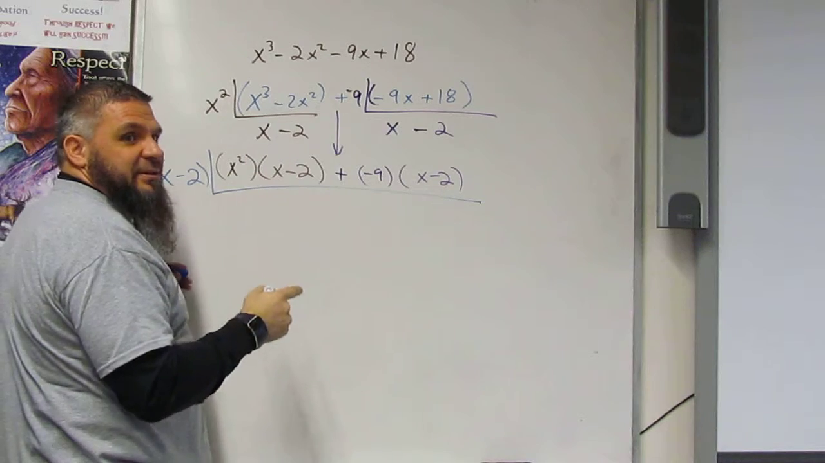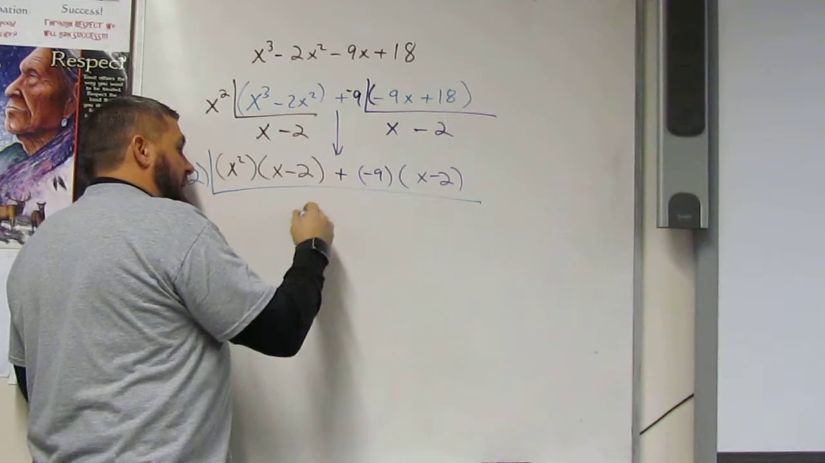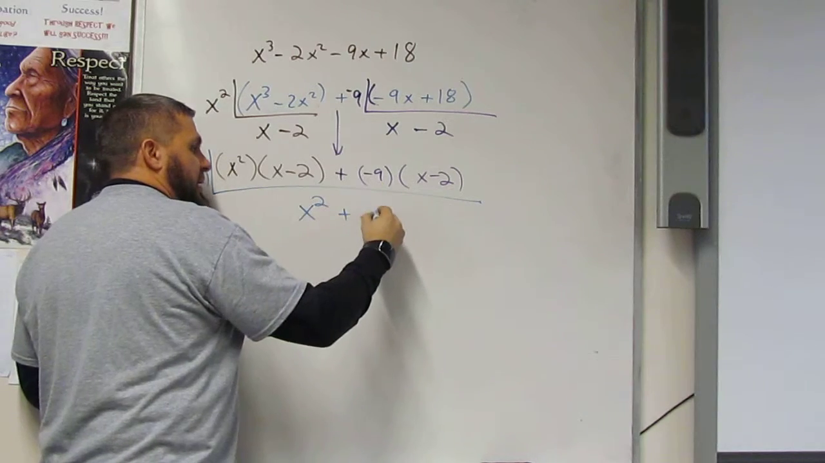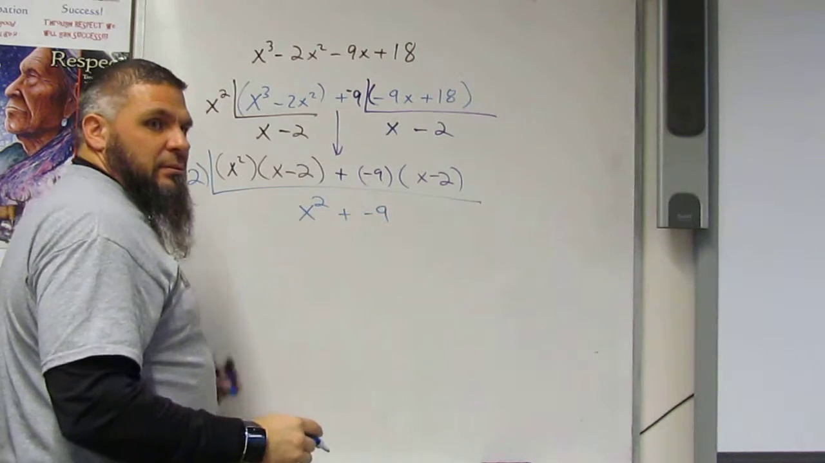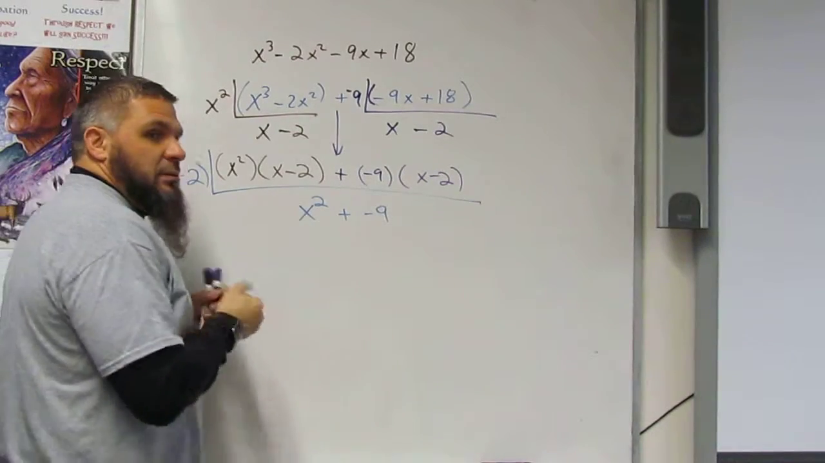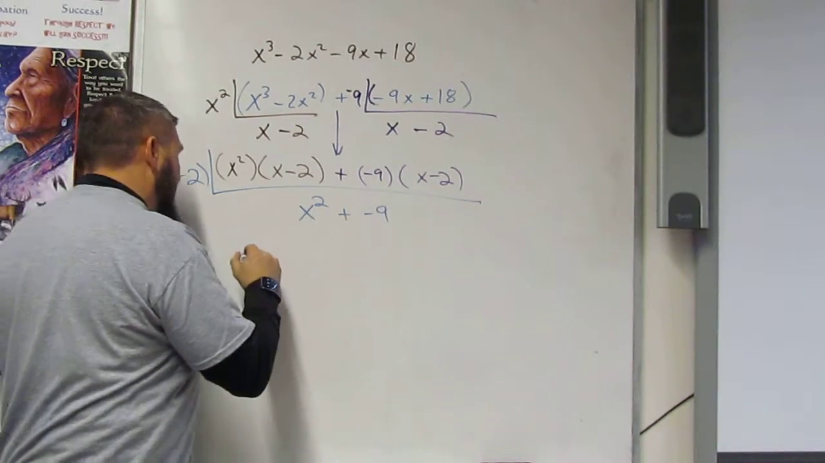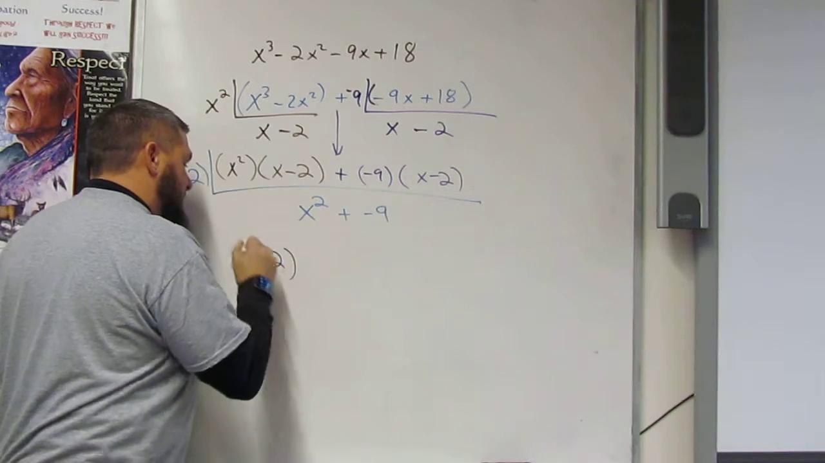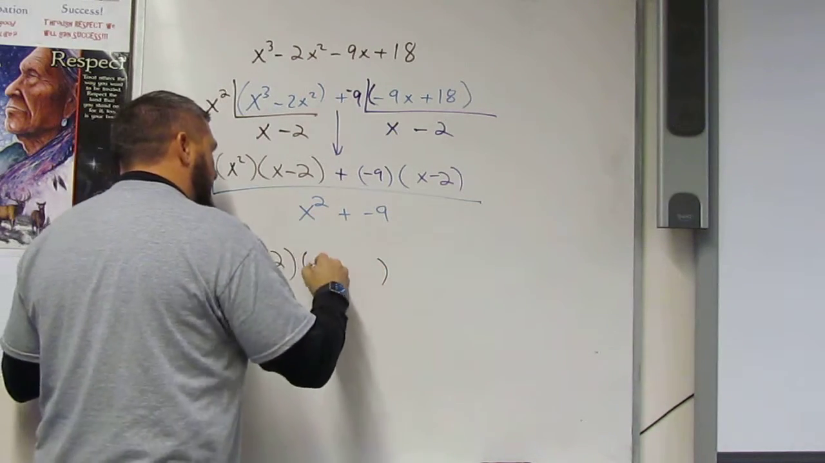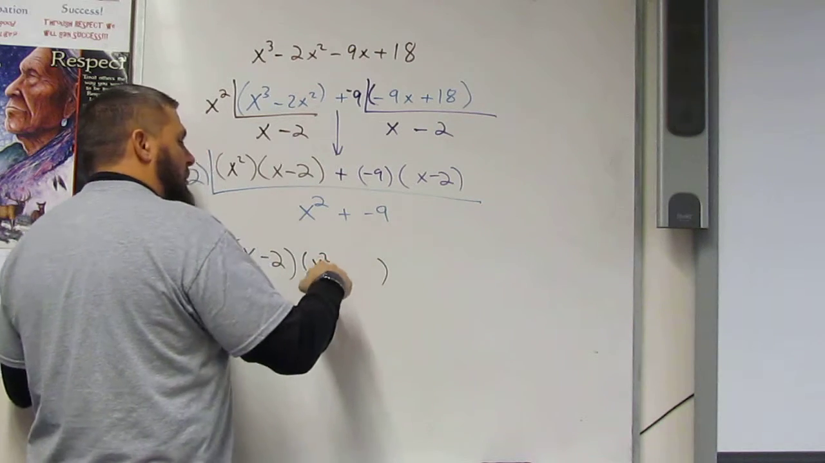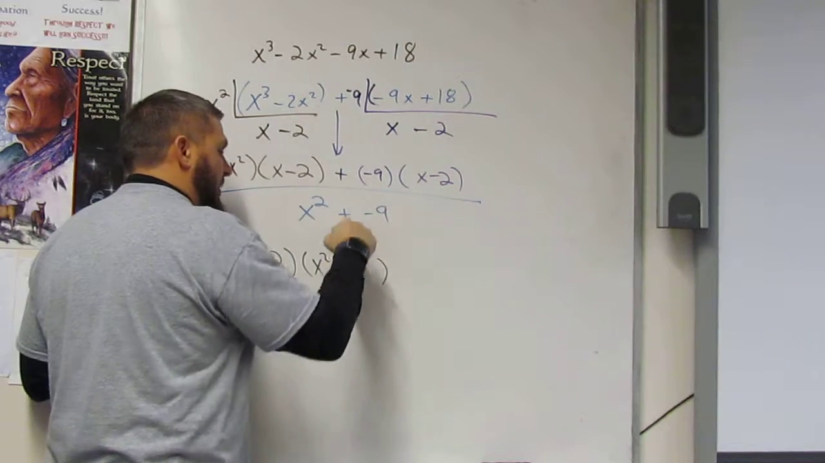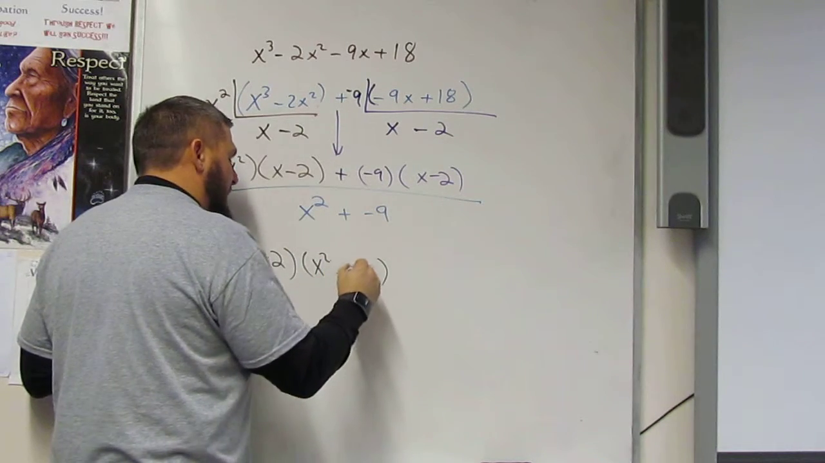And what's left? X squared plus a negative 9. Yeah. And so from here, I bring this down, and I got x minus 2 times x squared plus a minus, which is what? Plus a minus is a minus. Minus 9.